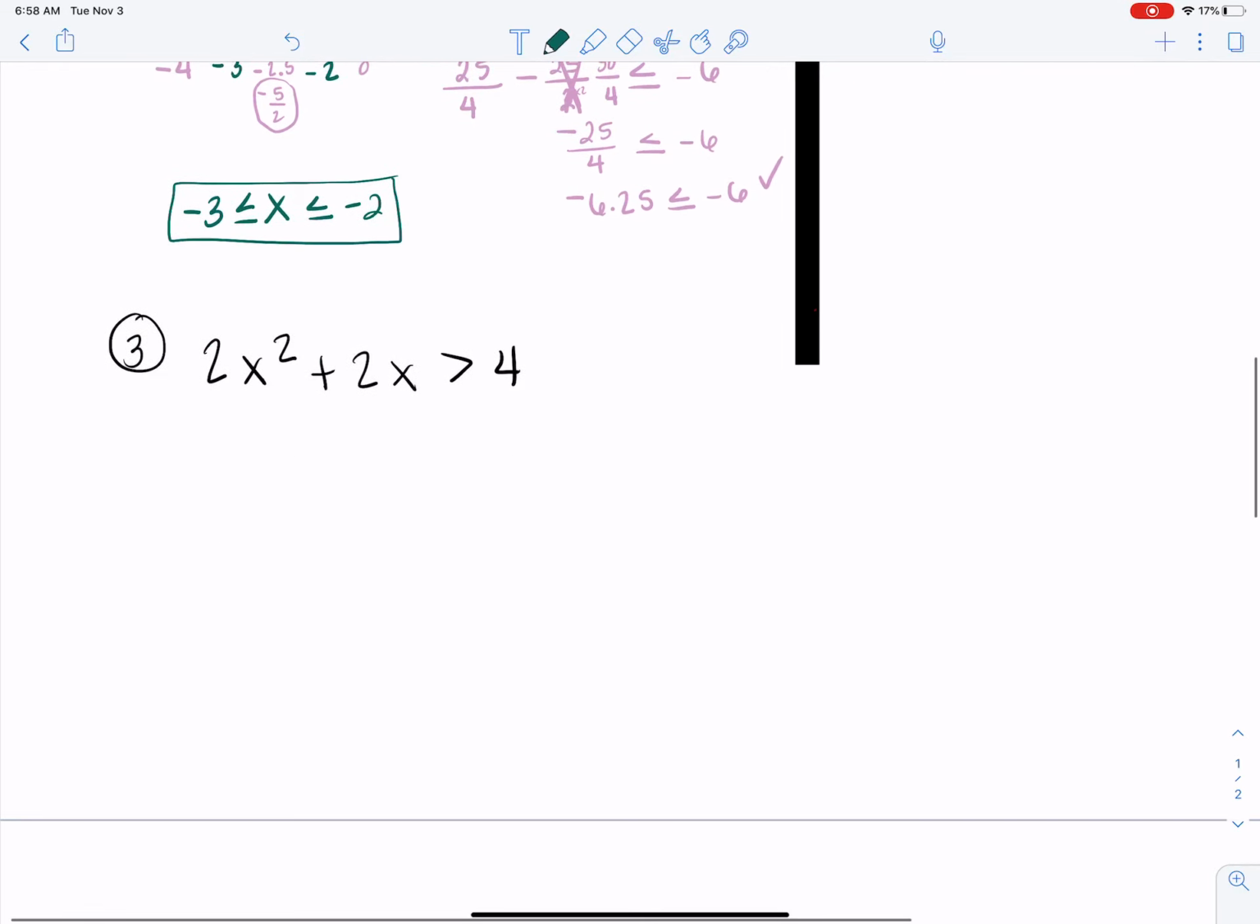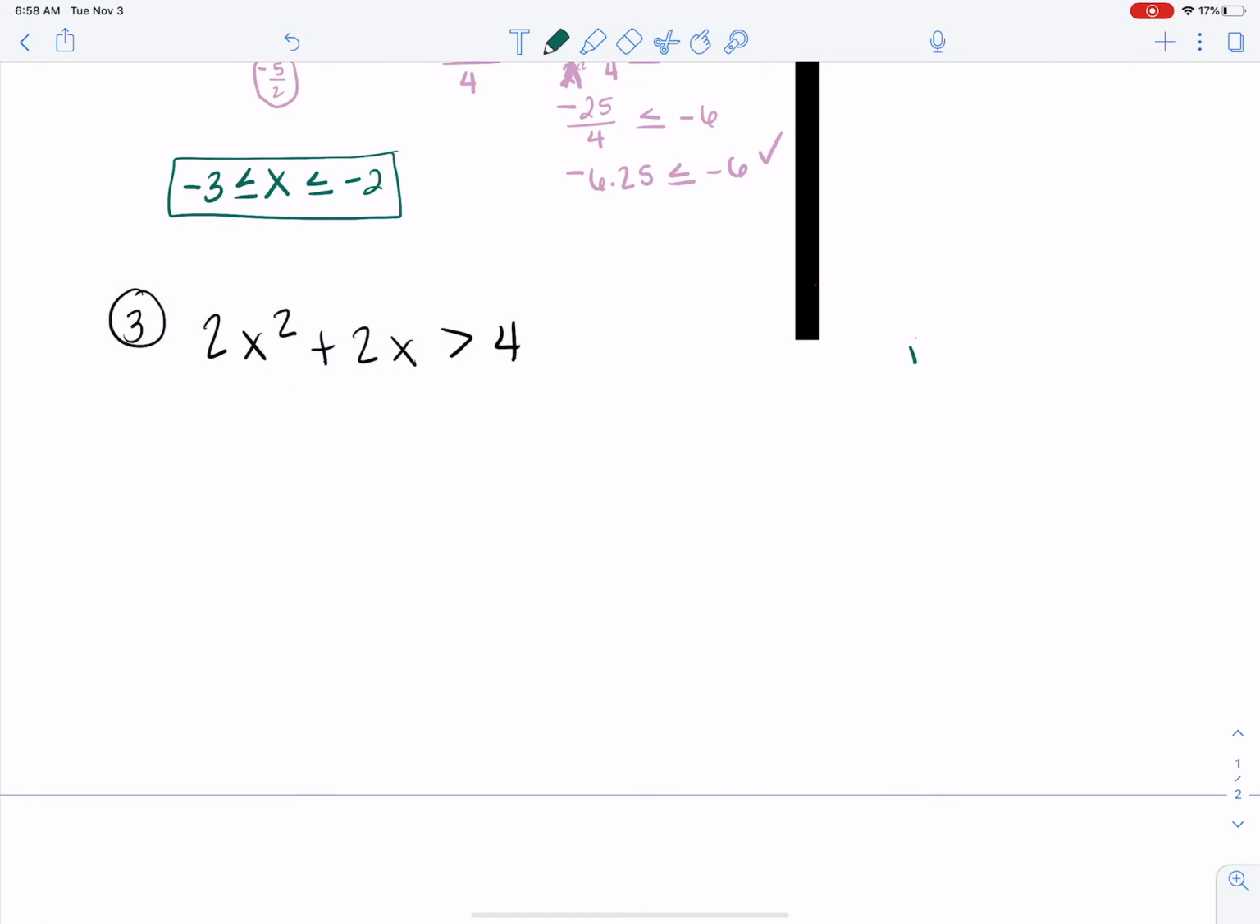Okay, last example. Step 1, pretend it's an equal. I'm going to factor, so I need to move the 4. So 2x squared plus 2x minus 4 is equal to, we're pretending, 0. Now, the first step in factoring is make sure it equals 0. The second step of factoring that we forget a lot because we don't always need it is find the GCD. Find the greatest common divisor.